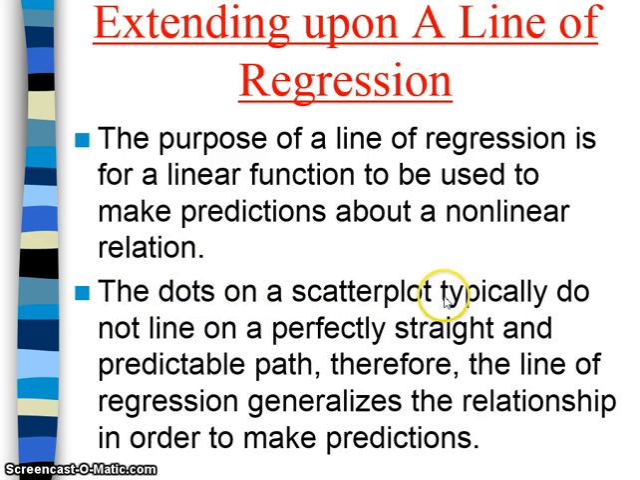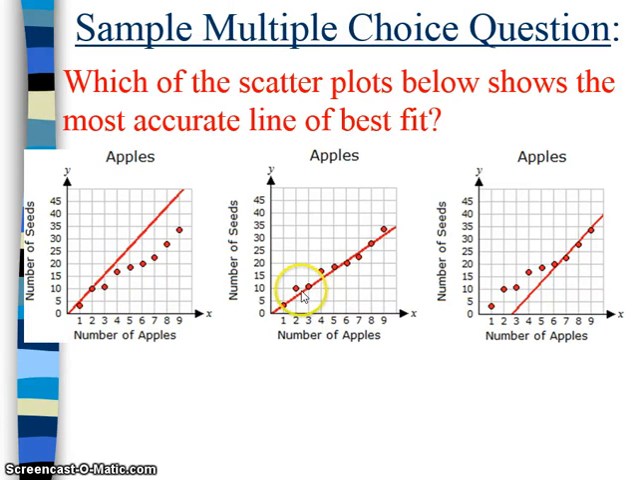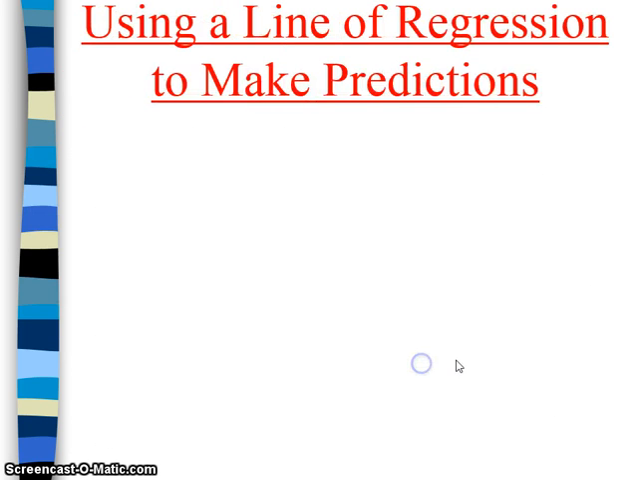The dots on a scatter plot typically do not lie on a perfectly straight and predictable path. Therefore, the line of regression generalizes the relationship in order to make predictions. In other words, when we look at a graph such as this one, the dots do not lie on a perfectly straight line. So an equation cannot be written for these random dots, but when we generalize it with a line of regression, we can start to make predictions.